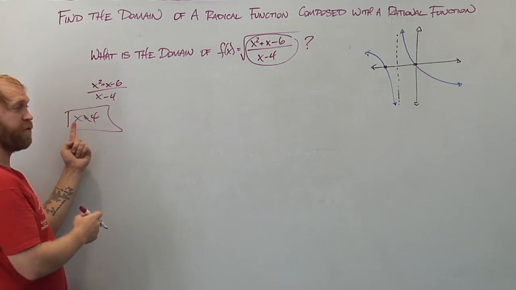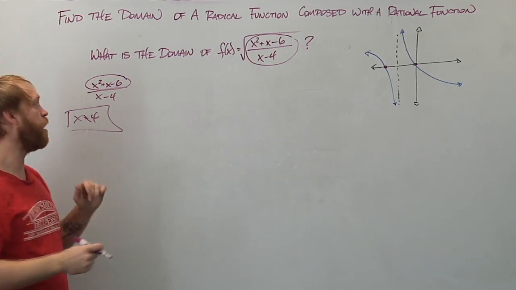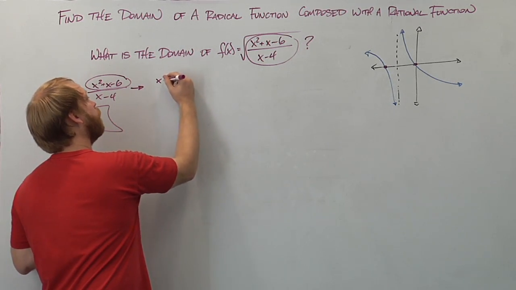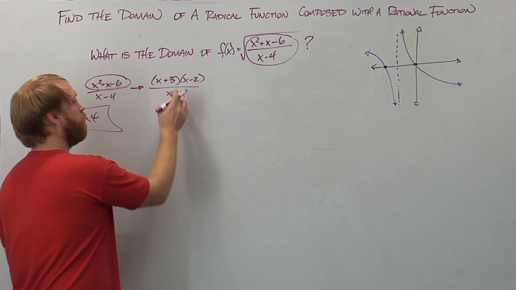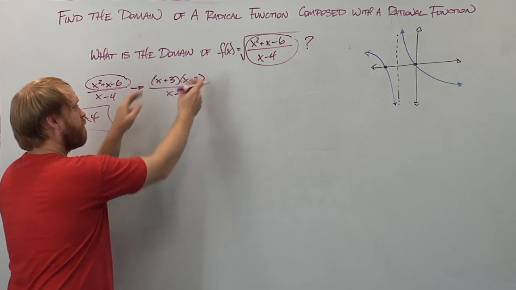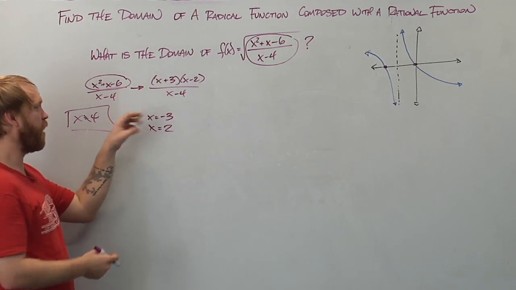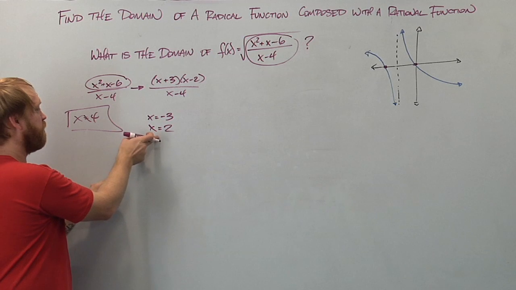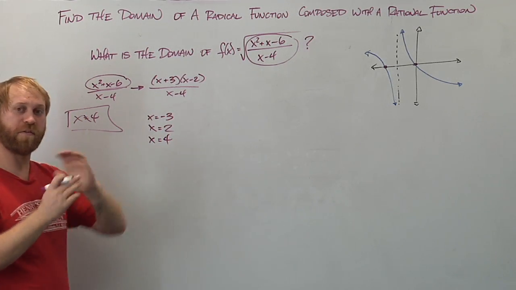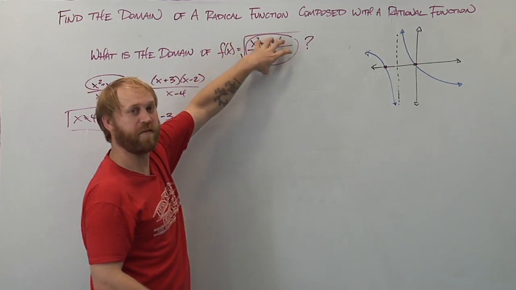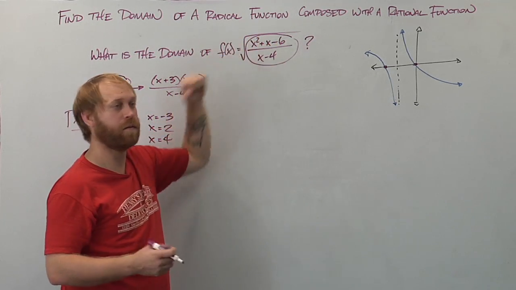So I know I have to check x equals 4, and then my intercepts would be any time that my numerator equals 0. This is a quadratic, and so I can factor this to see where the numerator will equal 0. My intercepts will be at x equals negative 3 and at x equals 2. So I have 3 places to check: x equals negative 3, x equals 2, and x equals 4 are the places where the rational function could switch signs. Again, the reason we're doing this is because we need to find where this expression is negative. When the expression inside here is negative, then the function will be undefined.